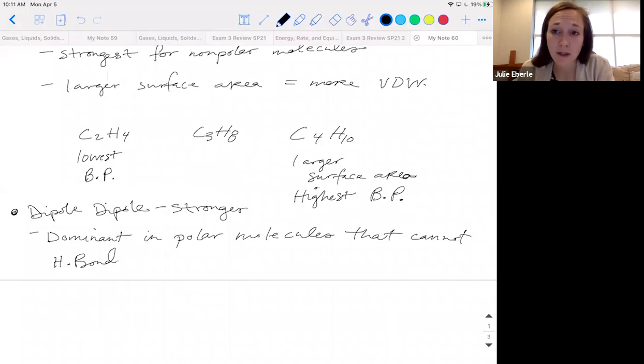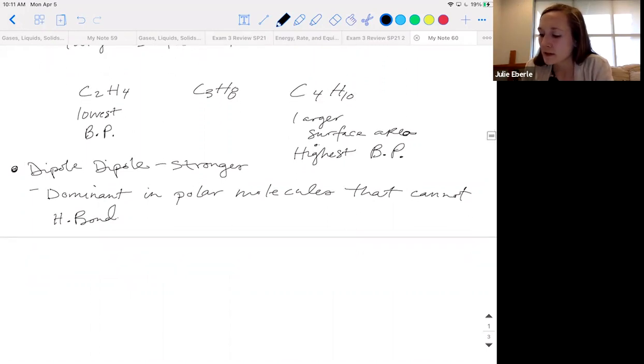Any molecule that can hydrogen bond can experience dipole interactions, but it can also hydrogen bond, right? So the strongest would be hydrogen bonding. But for molecules that don't have a donor and an acceptor, you would say dipole interactions are the strongest. So what does that kind of look like?